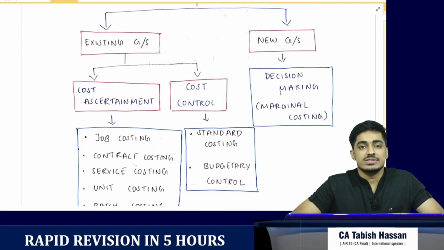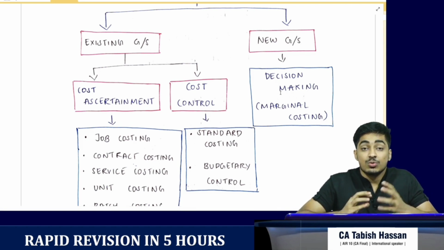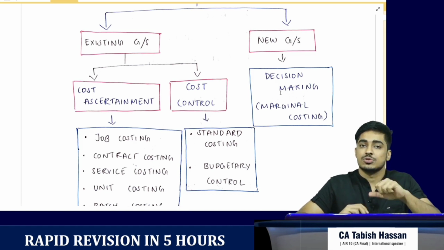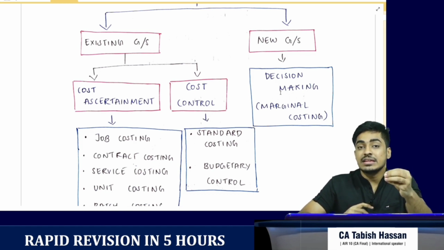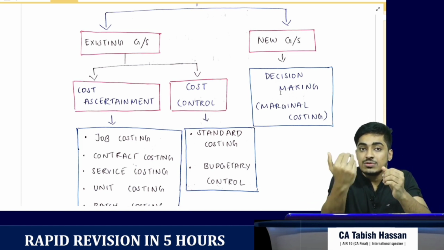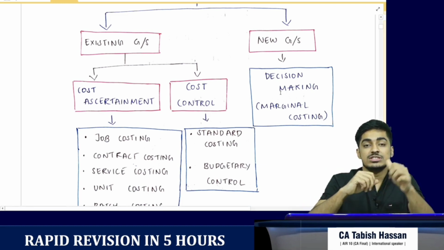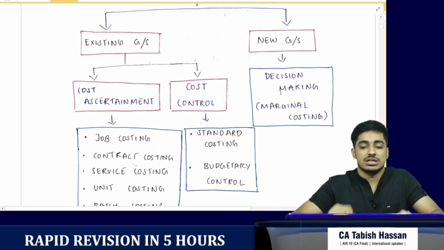For existing goods or services, what is our objective? We want to calculate cost. That is the first objective. And second, why are we calculating cost? So that we can try to reduce the cost. That is, first is cost ascertainment, next is cost control.